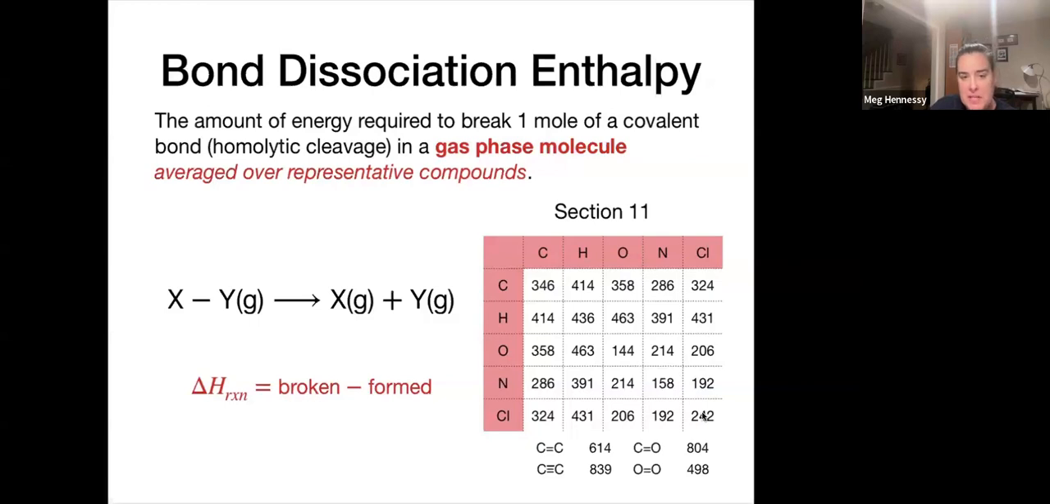The formula that we use here is that the delta H of a reaction is going to be equal to the sum of all of the bond dissociation enthalpies of the bonds that are broken minus the sum of all of the bond dissociation enthalpies of all of the bonds that are formed. That's a lot of words to say, so I typically just write broken minus formed.